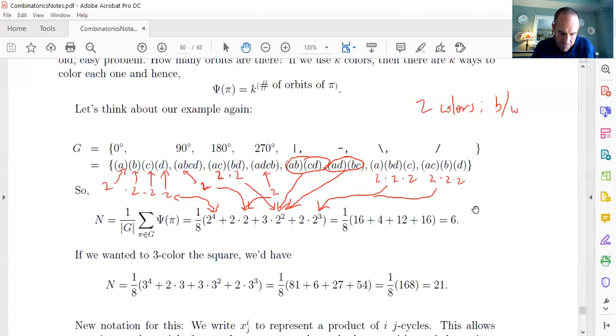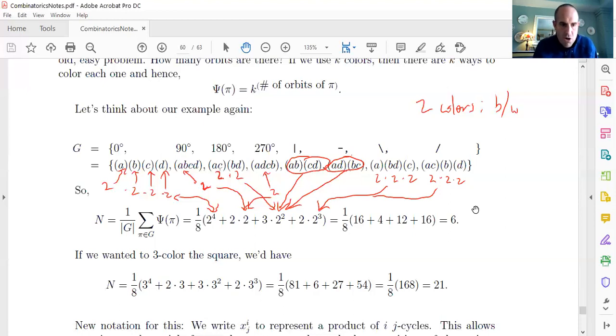Okay, so overall, we get 16 plus 4 plus 12 plus 16, which is 48. Let's see here, 20 and 28 is 48. Divided by 8 is 6. Remember, the total size of the group was 8, right? Just count the number of things over there.